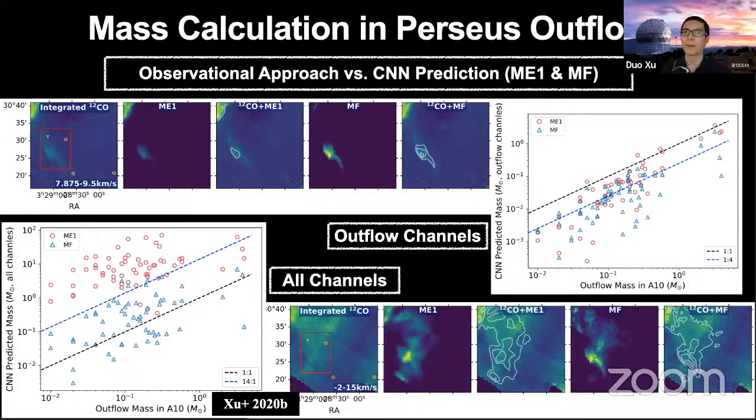Then we use our method to calculate the mass of outflows for real outflows in Perseus and compare to what observers did in the past. Observers usually calculate the mass of an outflow by adding up the outflow channels, where the outflow is most distinct, drawing a box around the outflow, and adding up all the mass in that box. And then that's the outflow mass.